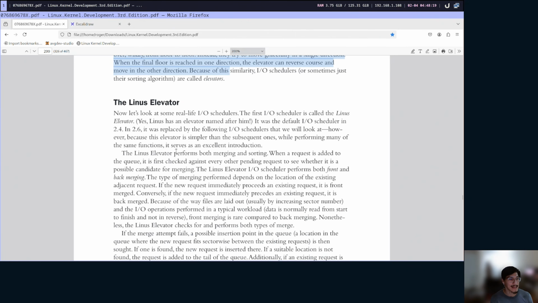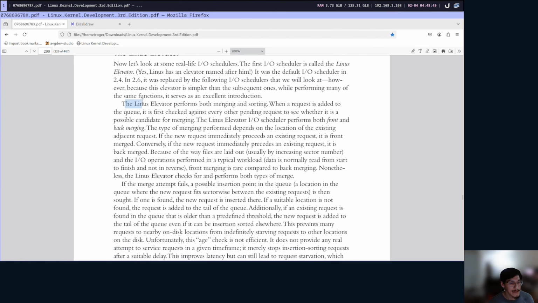The Linus Elevator. Now let's look at some real-life I/O schedulers. The first I/O scheduler is called the Linus elevator. Yes, Linus has an elevator named after him. It was the default I/O scheduler in 2.4. In 2.6, it was replaced by the following I/O schedulers that we will look at. However, because this elevator is simpler than the subsequent ones while performing many of the same functions, it serves as an excellent introduction.